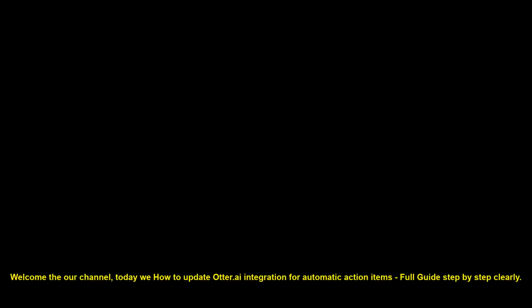Today we show how to update Otter.ai integration for automatic action items, full guide step by step clearly. To update your Otter.ai integration for automatic action items, begin by logging into your Otter.ai account. Once you are logged in, navigate to the Integrations section found in the Settings menu.